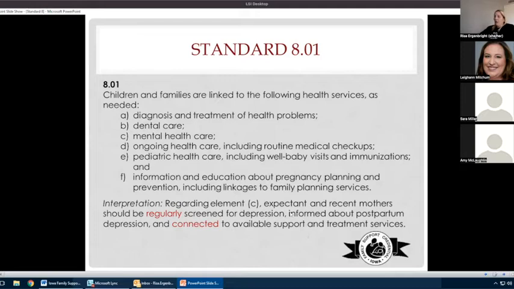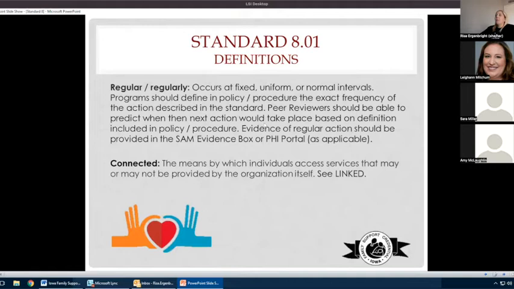Well, I guess the next one is, we've got the word regularly described in the standard. And so in terms of definitions for this standard, again, we've got connected down here, but we also want to define what regularly looks like. So your policy or procedure needs to define that for staff, so they know what that looks like, how often they should do that, so that the peer reviewers know how often to look for it in the participant files. There needs to be some definition.